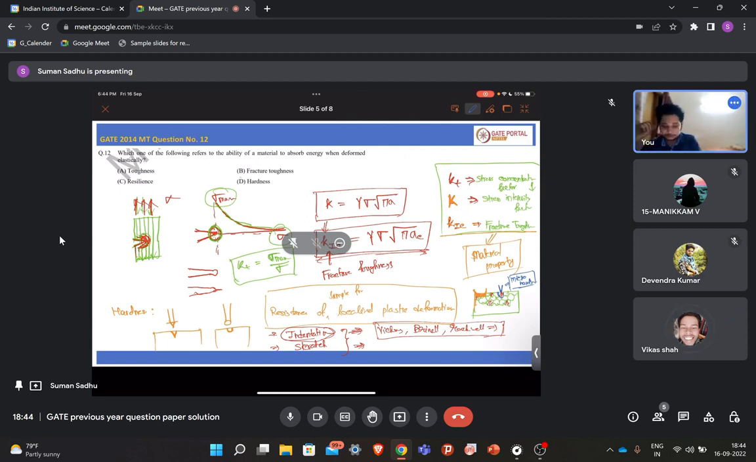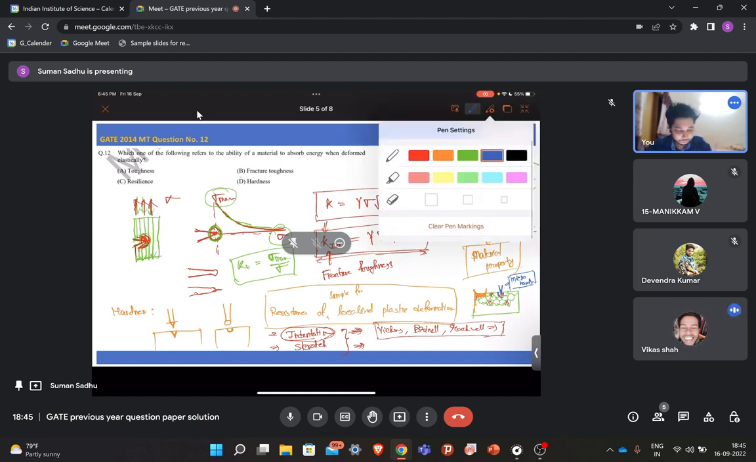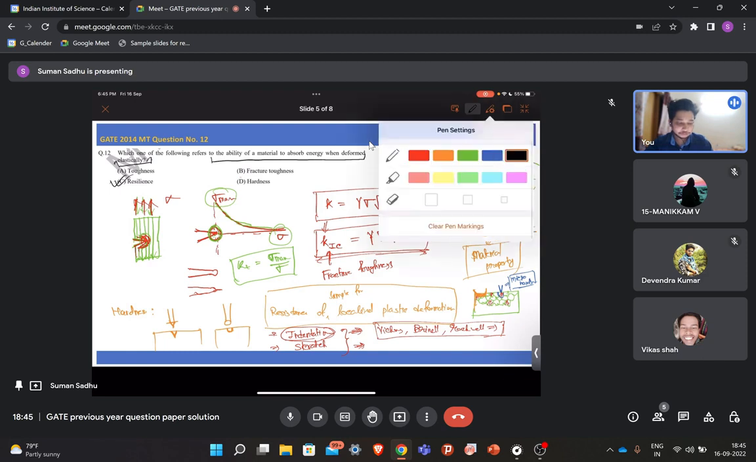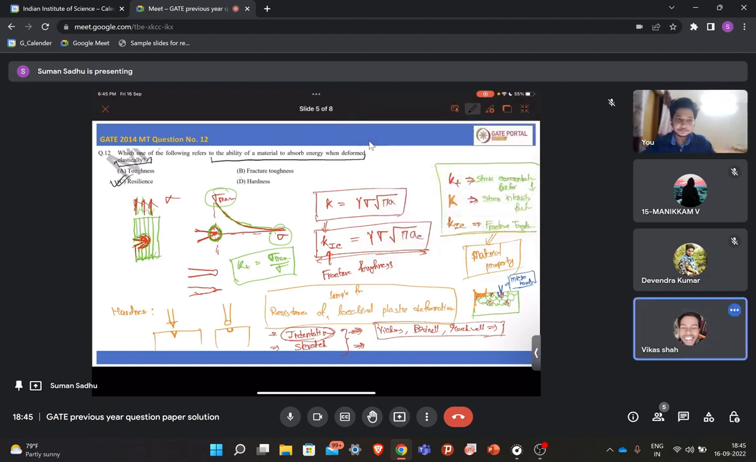Toughness, fracture toughness, resilience, and hardness. All four terms now we are familiar with. What are the differences between these? Anyone has any doubt? So in this question, the ability of the material to absorb energy when deformed elastically, we found that the answer is resilience. The other terms are different things, which I already have explained. So if anyone has no doubt, then I can move to the next question. Should I move? Okay.